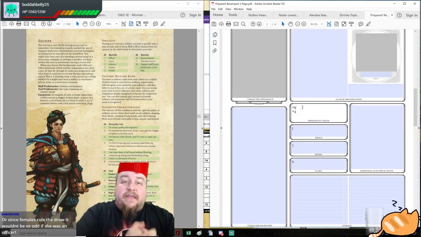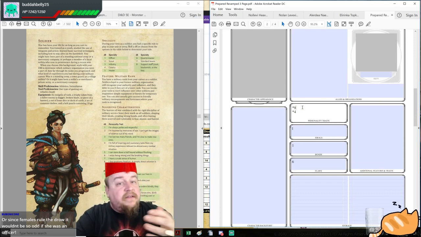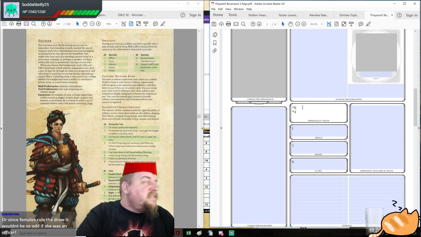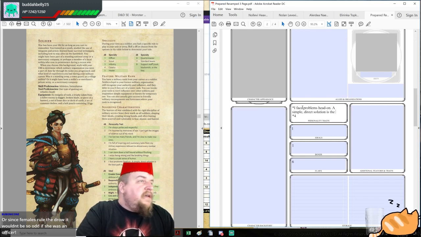Okay, are you ready? This is her personality. We put down some placeholders, don't know what they mean until right now, unless you all cheated and looked ahead in the book. Tut tut. Personality traits, number 8: I face problems head on. A simple, direct solution is the best path to success.